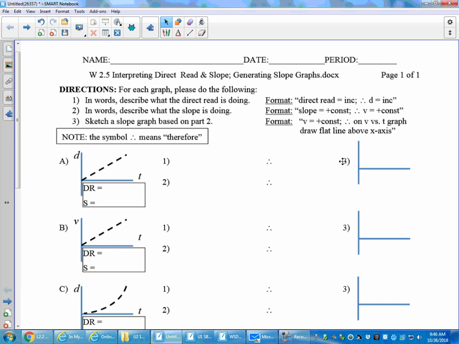All right, we got W2.5, the quickest possible review you'll probably get from me all year. So enjoy it while it lasts. All right, you got to do this for homework.